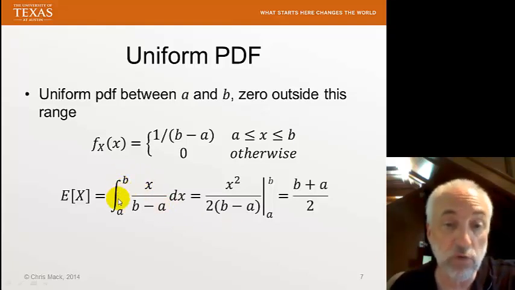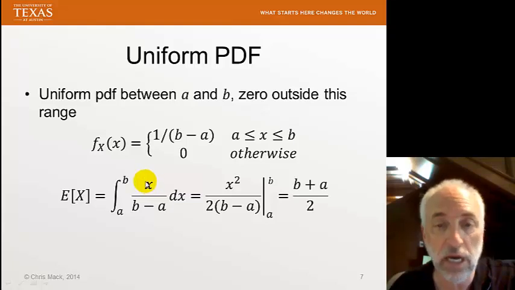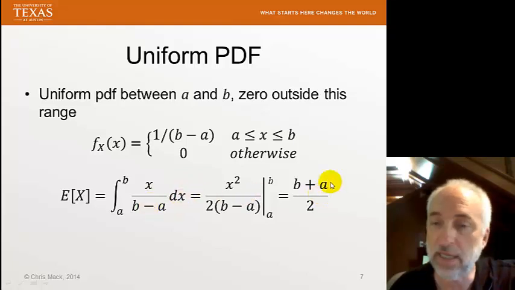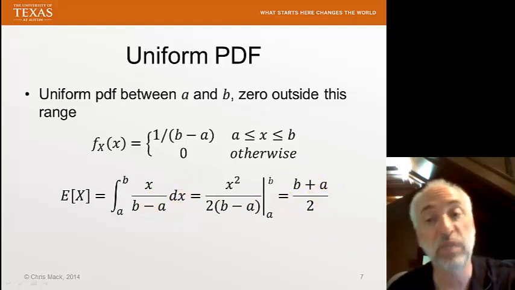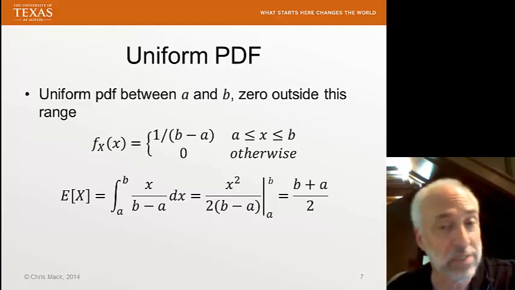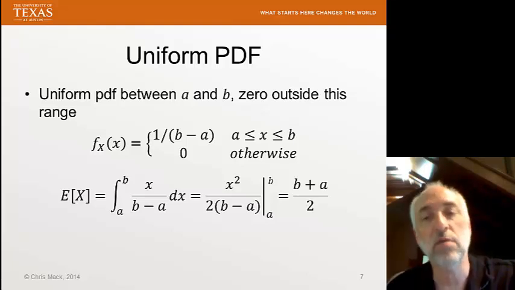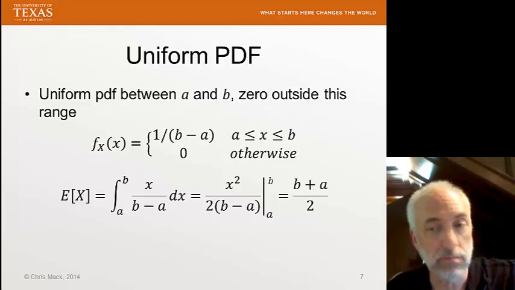We're integrating over all values of x, but anywhere below A and beyond B, it's 0, so I can confine my integral to go from A to B. I take x and multiply it by the PDF. The PDF is simply 1 over B minus A, and then I integrate, and I get the answer, B plus A over 2. Well, I bet we would all expect that. It's a symmetric PDF, so the mean value must be exactly in the middle, B plus A over 2.